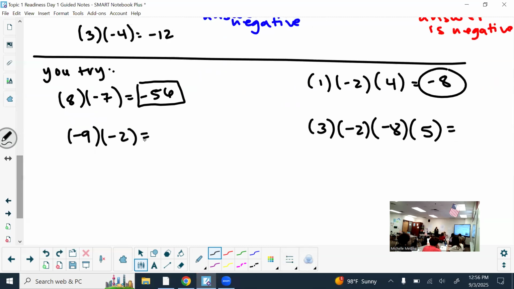Let's see, Anne Marie, what about -9 times -2? +18. Okay. There are two negatives there. When we multiply two negatives, we get a positive.